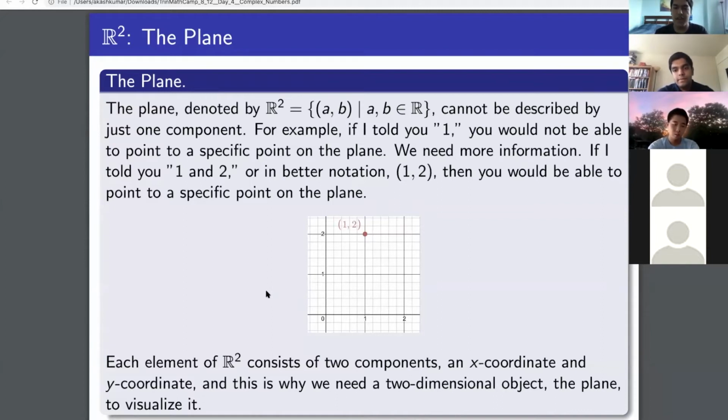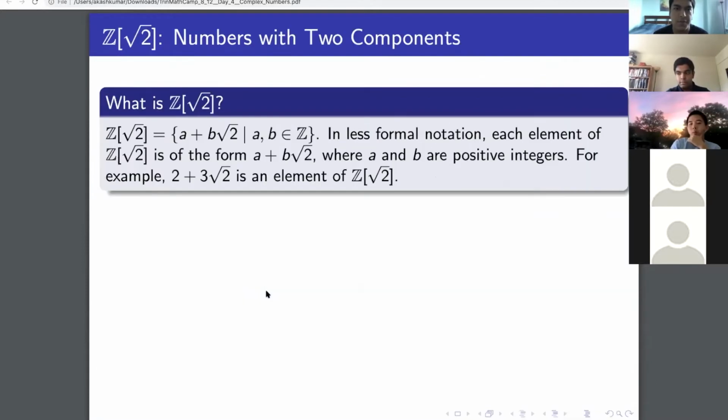So this is just getting at the idea that each element of R squared, or in other words, the plane, consists of 2 components. So I'm sure you've heard this before, but there's the x-coordinate and the y-coordinate. And that's why we need a 2-dimensional object, the plane, to visualize it, right? You can't think of the plane in a line, right? You need that second axis to really think about and visualize these points. So this notion of 2 components will be very important for us going forward.